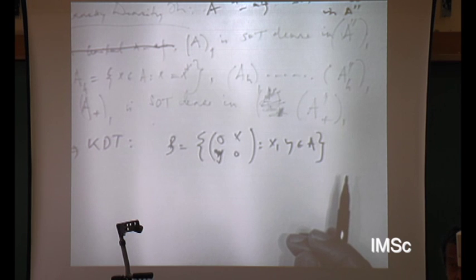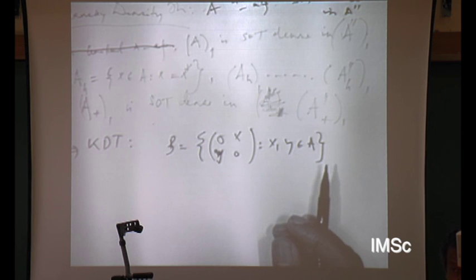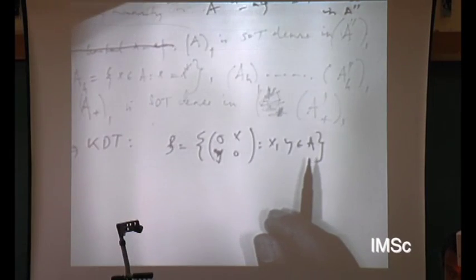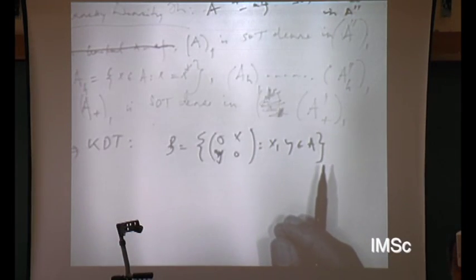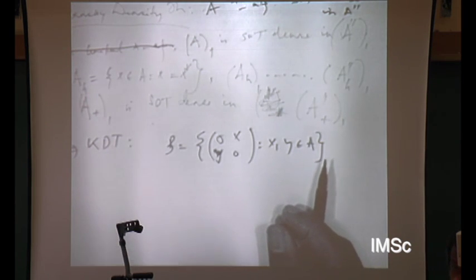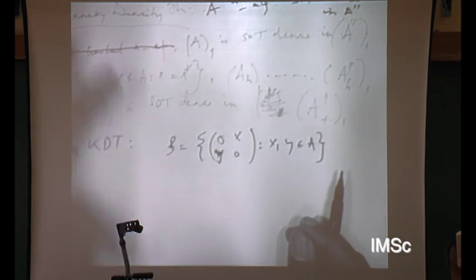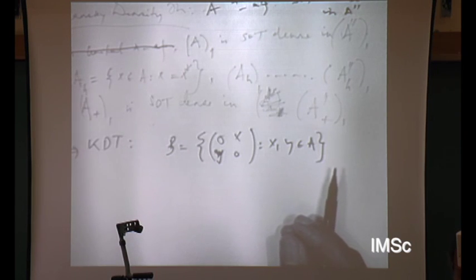What does that mean for B of H? Give me any unit vector, and I will be able to find something from the approximating collection which is close to your given operator at that unit vector. So if I have an operator A and you give me the vector Xi, I take any operator that sends Xi to A Xi and is zero on the orthogonal complement. In fact, rank one operators themselves are dense; finite rank operators are dense.